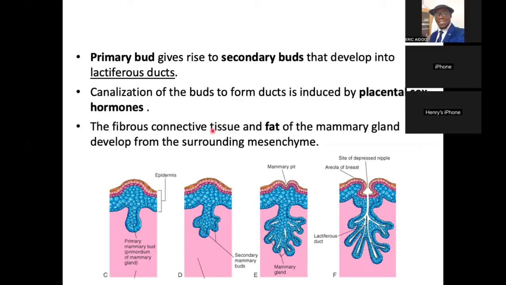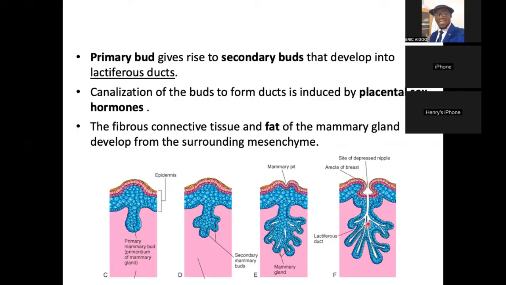Okay, the fibrous connective tissue and fat of the mammary gland will develop from surrounding mesenchyme. So this is what we are talking about. So primary mammary bud, primordium of the mammary gland. So that is the bud. Then you have secondary buds also coming from the primary ones. Okay, so these are extra extensions. Then you also have the canalization of some of these secondary buds to form the ducts. So this is what is going on.